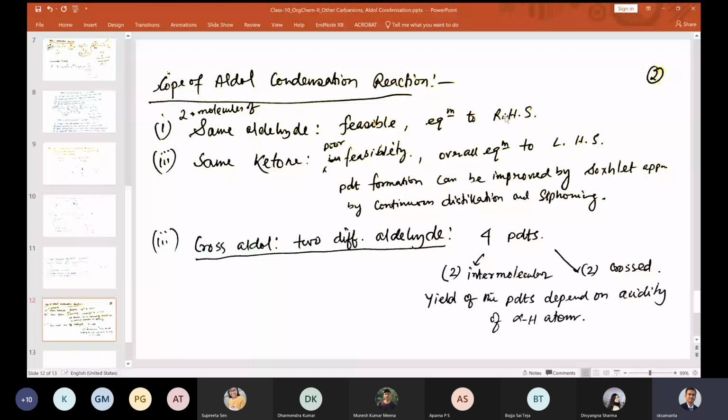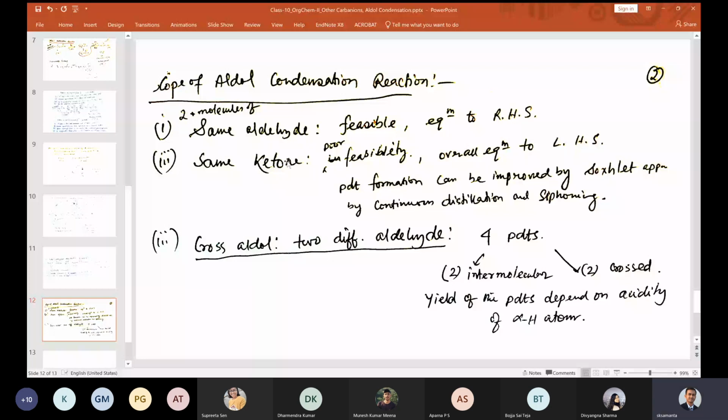But for ketone, as we have seen for the diacetone alcohol formation using the base promoted case, the feasibility is a bit poor, because the overall equilibrium lies to the left hand side. But the product formation can be improved by using Soxhlet apparatus, by continuous distillation and siphoning process. Okay, so the reactivity of aldehydes is usually much higher than that of ketone.